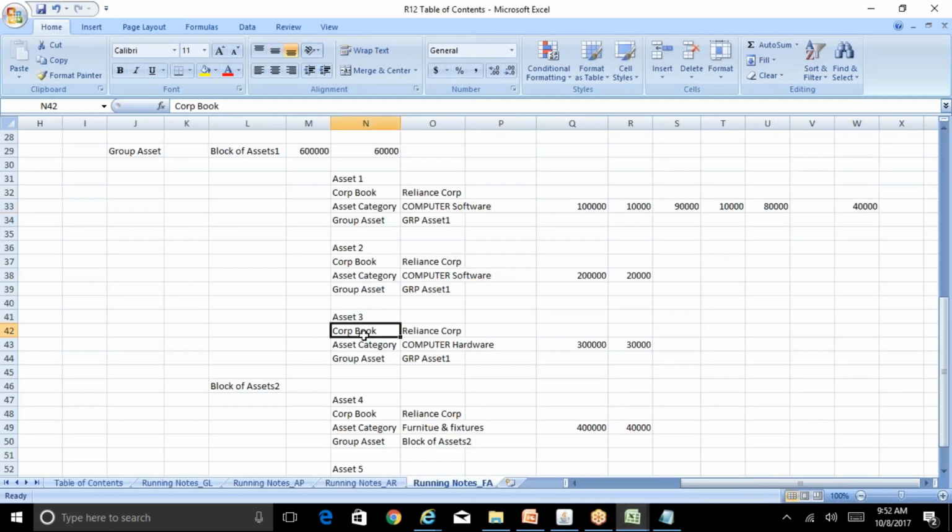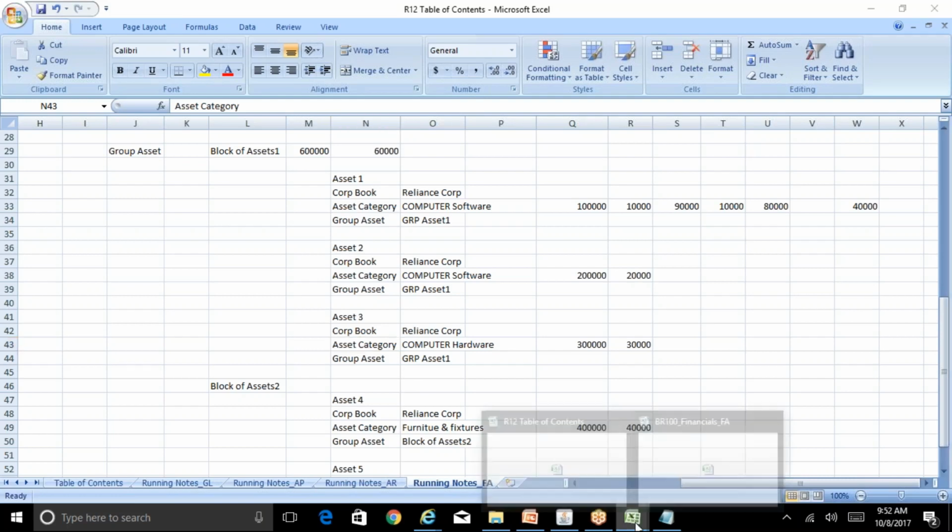As I mentioned, whenever you are creating an asset, you need to select your corporate book and category name. So now we need to proceed with the category name. Now in order to proceed with the asset category screen, we first need to proceed with something called depreciation method, because in the asset category you need to select the depreciation method.